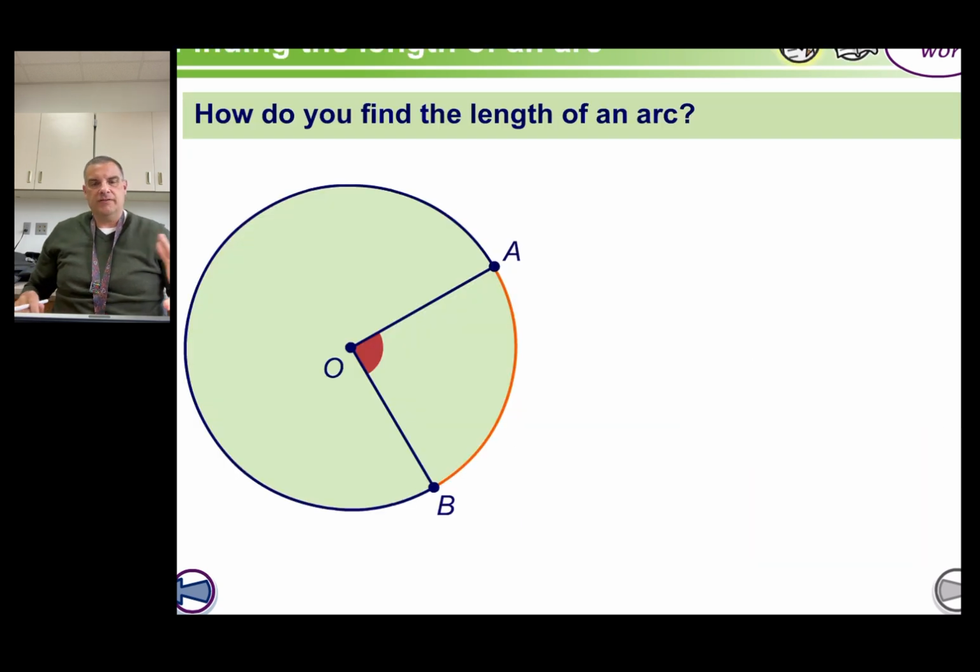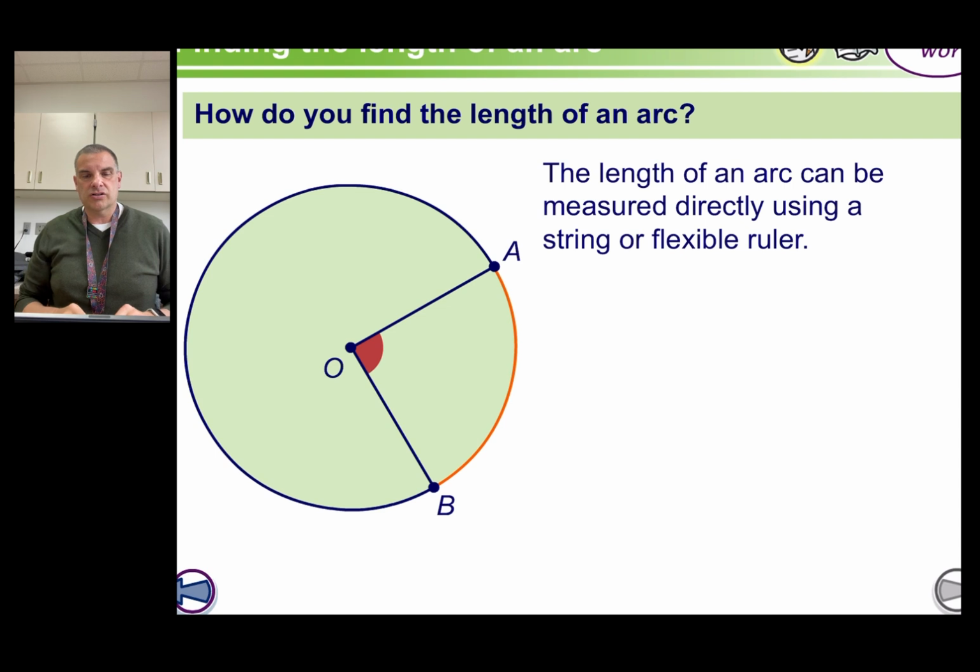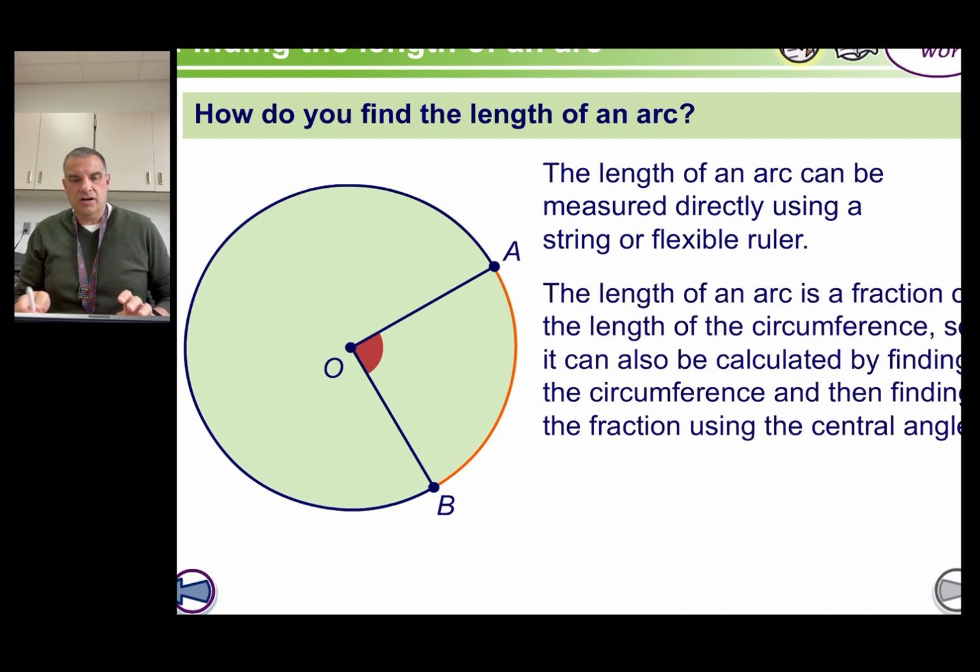The next thing we want to find is the length of the arc. So essentially we want to find how long that crust is going to be. The crust is going to be part of the circumference of the circle. The length of an arc is a fraction of the circumference, so it can be calculated by finding the circumference of the circle using the fraction of the central angle.